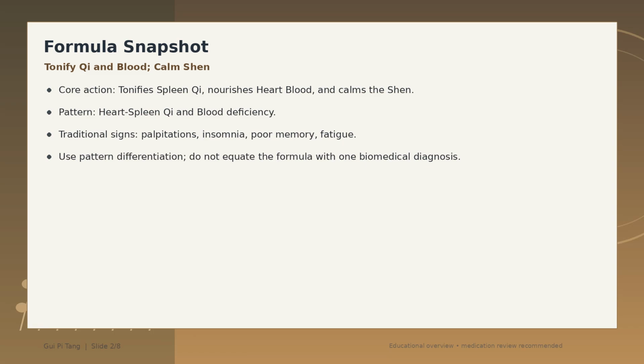Typical clues include palpitations, insomnia, poor memory, fatigue, poor appetite, and a pale tongue. These findings are not all required, and the same biomedical diagnosis can present with different Chinese medicine patterns. Conversely, these traditional signs can arise from multiple biomedical conditions. That is why pattern differentiation and conventional red flag screening should occur together.